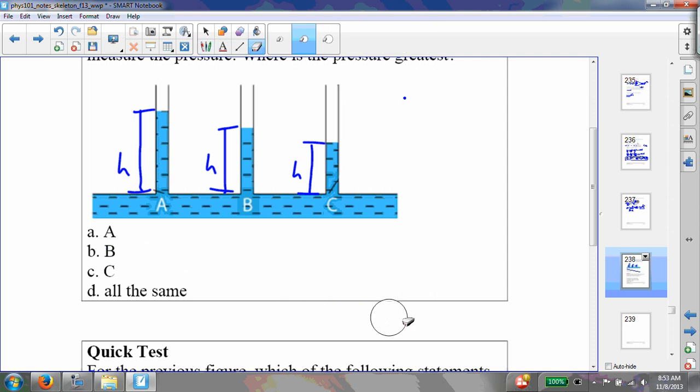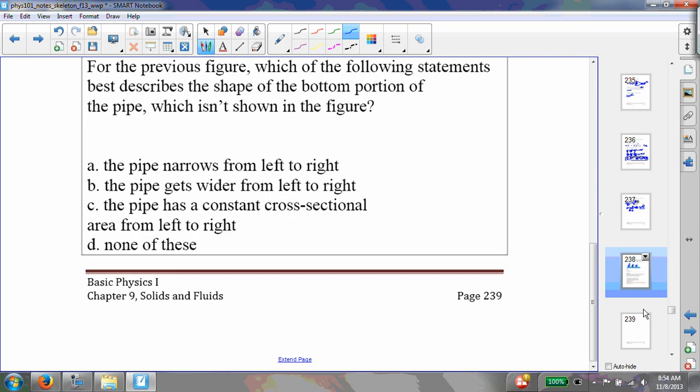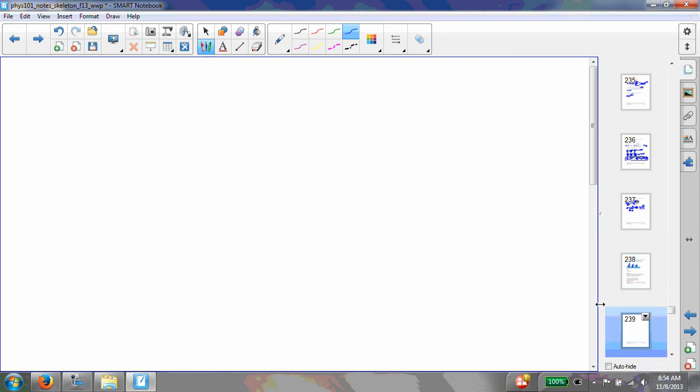Or is it just a straight pipe? It's not a straight pipe, okay? It's either tapered from left to right or right to left. I want you to tell me which it is. So you can go ahead and try that on your own and then fill it in on the online quiz. And that's the end of this chapter.